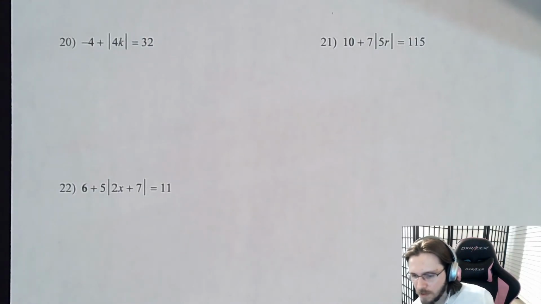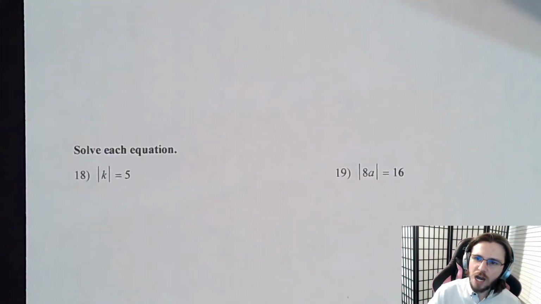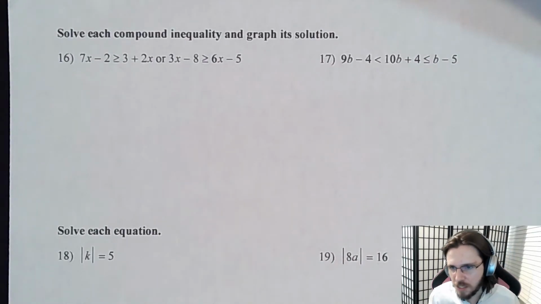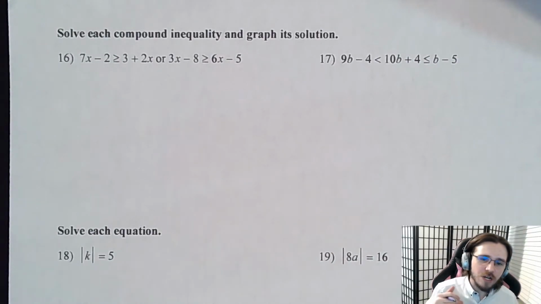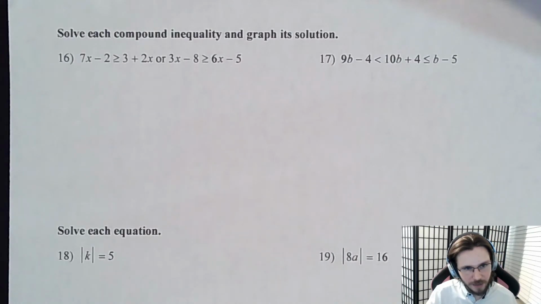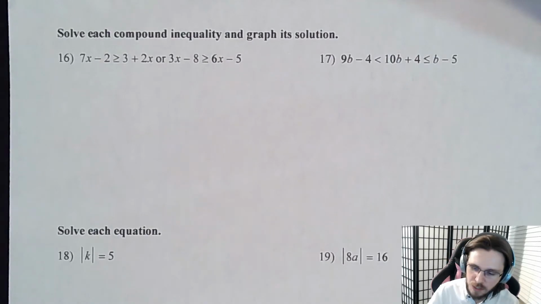Powering through. Solve each compound inequality and graph its solution. So for a compound inequality, it means you got to graph 2 arrows at the same time. You got 2 situations, and they're either going to come together or go apart. The ors are the ones that go apart, and the ands are the ones that come together. So you solve them separately.